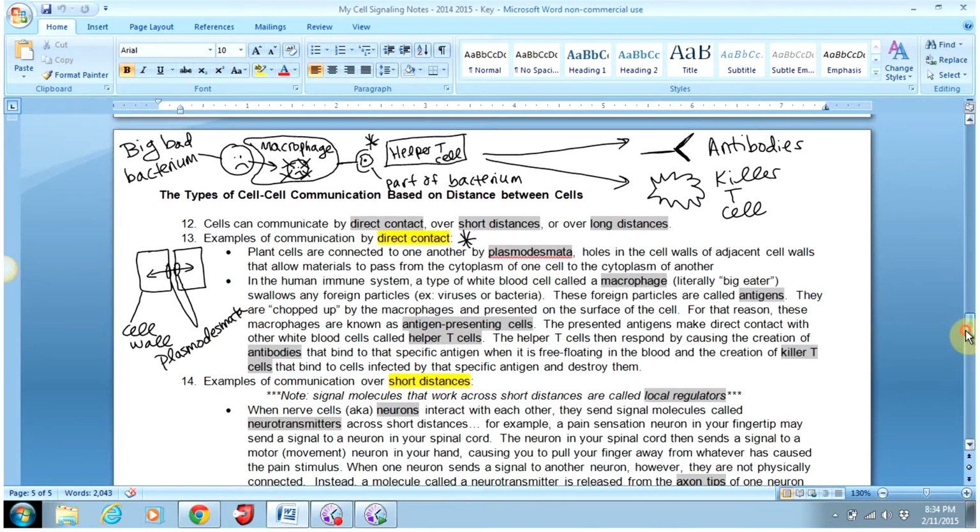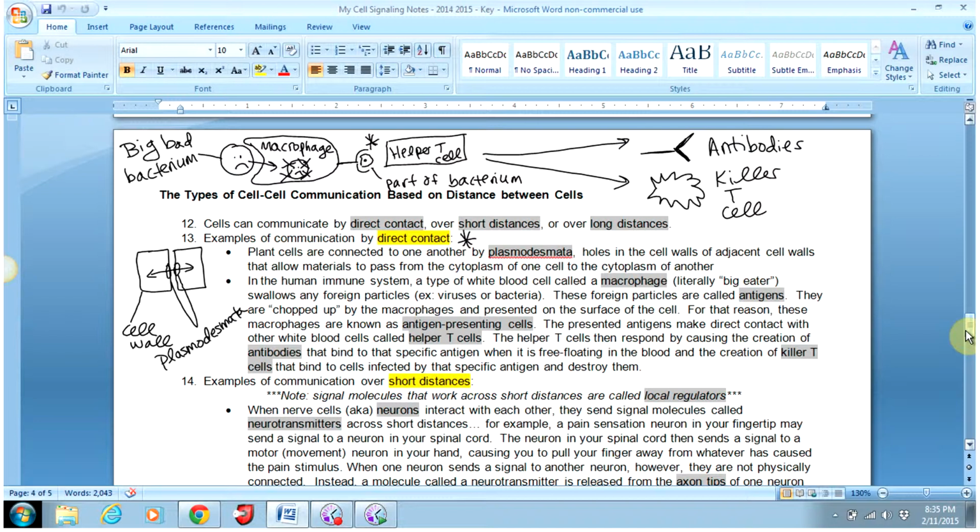Okay, so first I'm going to discuss the types of cell-to-cell communication based on the distance between cells. So cells can either communicate when they are directly in contact with one another, they're physically connected. They can communicate over a short distance from one another, or they could communicate over a long distance.